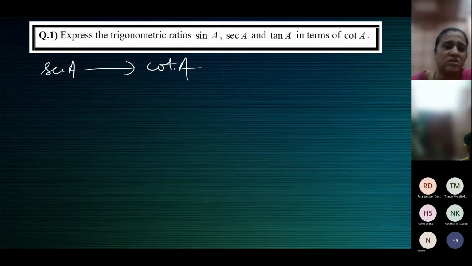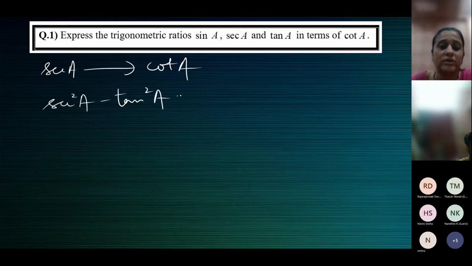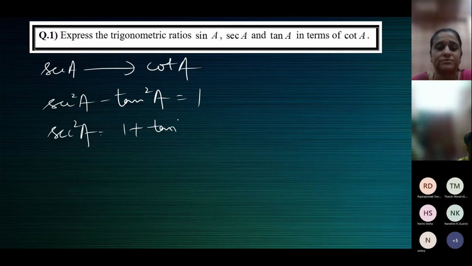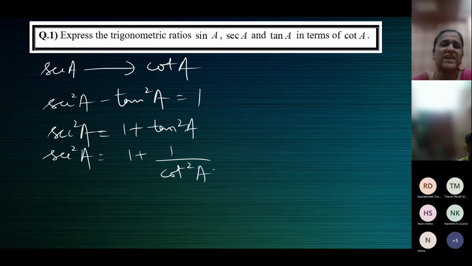Secant and cot, there's no identity that connects these two. But you know that secant square A minus tan square A is equal to 1. We'll go ahead with this because tan you can write as 1 by cot. Cot and tan are reciprocals. So secant square A is equal to 1 plus tan square A, which is 1 plus 1 by cot square A. Then take the LCM and the square root on the other side, and you get secant A in terms of cot A. I'll show you the slide. We'll have to continue like this.